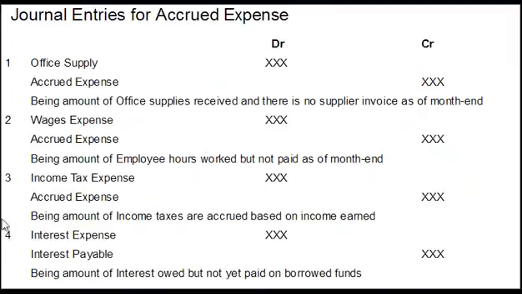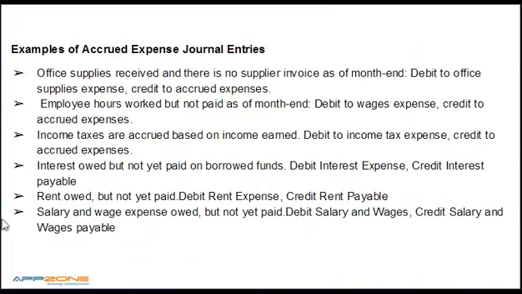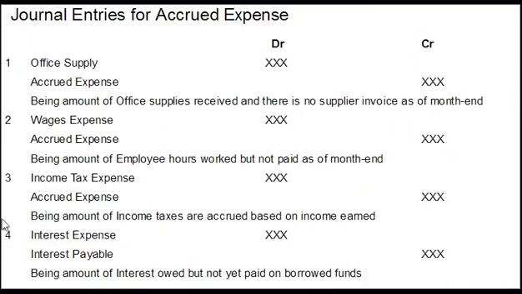So let's look at the second one. Let's take the second question. It said employee hours worked but not paid as of month end. Meaning that this employee has worked from the beginning of the month to the end of the month, but has not been paid. So how are we going to treat it? We are going to debit wages expense, and we are going to credit accrued expense. So that's how we do it.